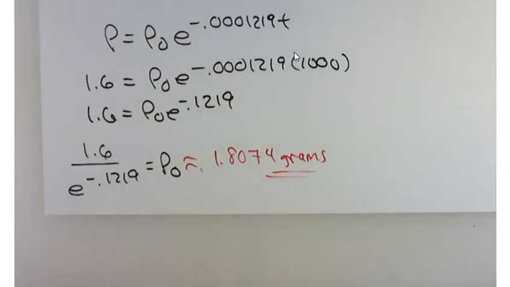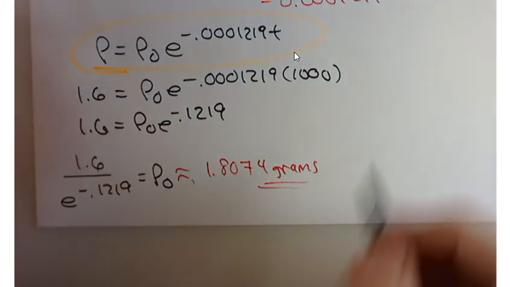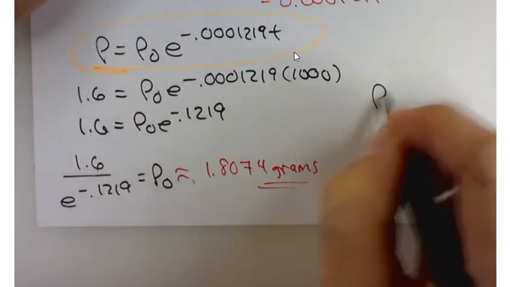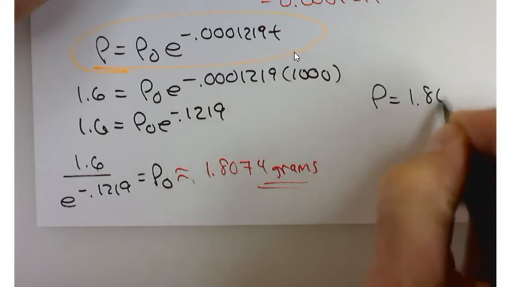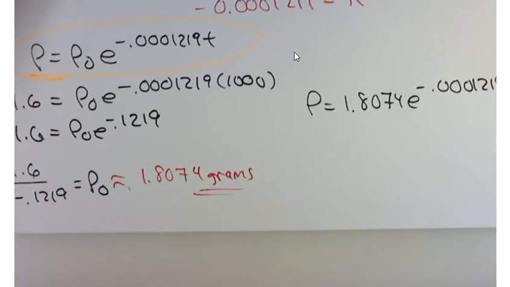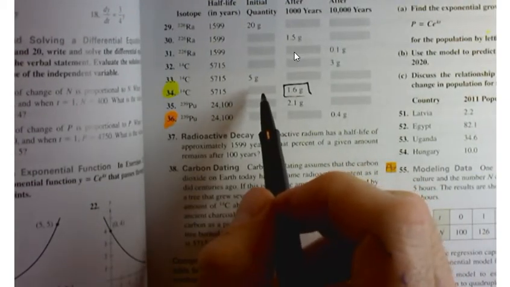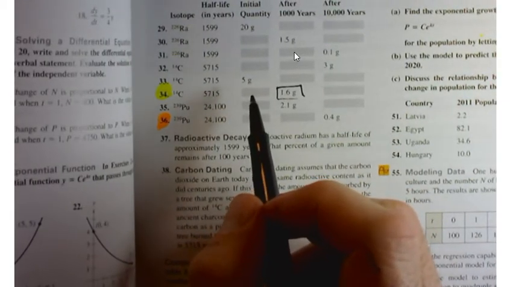We can update this model now. This model is no longer just P sub 0. We've got a number that we can put in there. It's our 1.8 something grams. So P equals 1.8074 e to this negative exponent. So that's the second part here, finding that initial quantity. That's our 1.8 something.